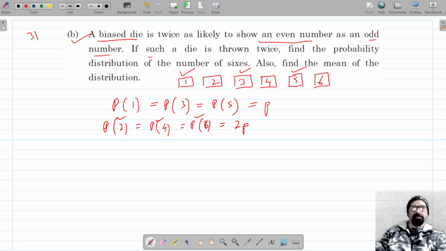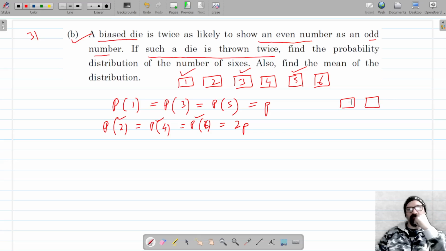Now this die is thrown twice, so we will get two outcomes. And we have to find the probability distribution of the number of sixes. So the number of sixes can be zero, that is, we are not getting any six on the two throws, so no sixes. Or it could be a six on the first throw and not on the second, or not on the first and a six on the second. So this could be the probability of getting a six on either of the throws.